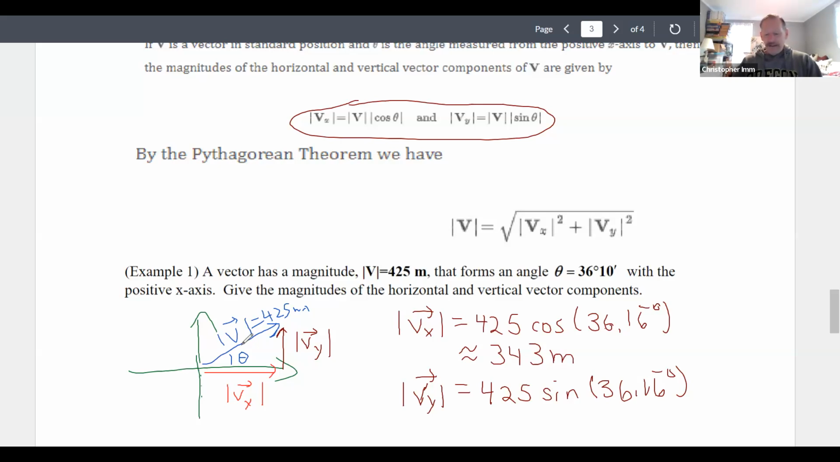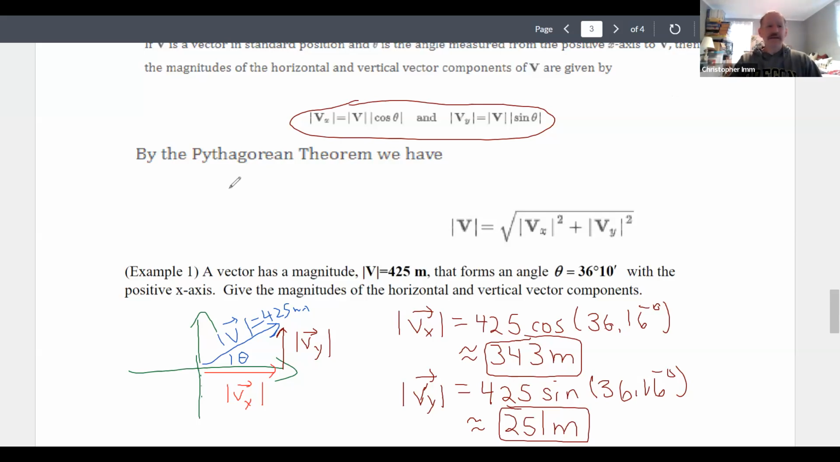Now I'm going to be looking at the vertical component, so 425 times sine of that 36.1666666, and I get, for this one, 250.807, and so on. So if I'm rounding that to three significant digits, 251 meters. So these would be my components when I break them up. All right. So it's nice to resolve these into components, because we can tell how far in each of the cardinal directions we travel.